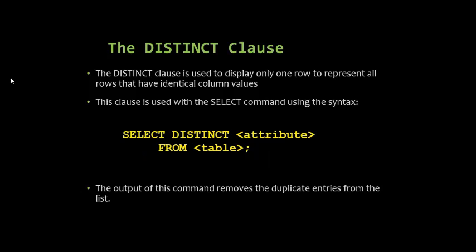The distinct clause. The distinct clause is used to display only one row to represent all rows that have identical column values. This clause is used with the select command using the syntax select distinct attribute from table. If we use the select command without the distinct clause, we will get output that contains duplicate entries from the selected attribute. If we want distinct entries in our output, then we have to use the distinct clause. The output of this command removes the duplicate entries from the chosen attribute.